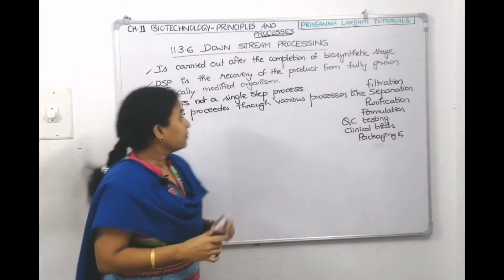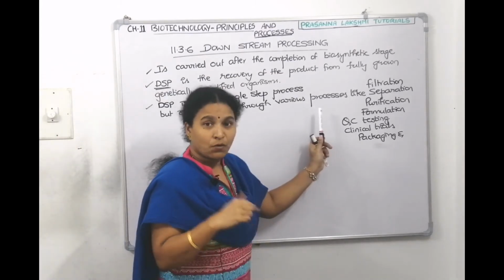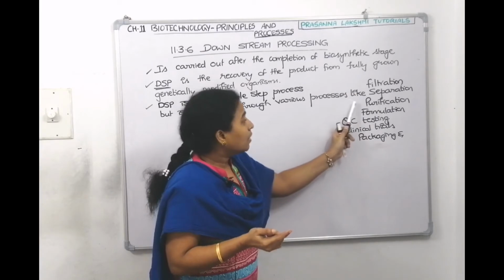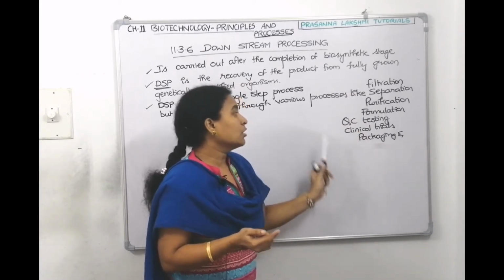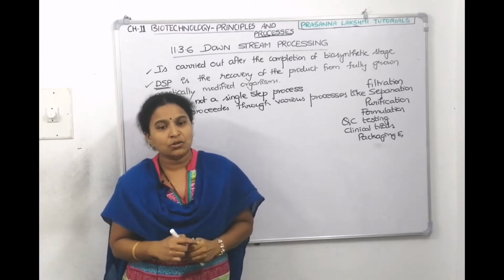So downstream processing is not a single step process. It involves various stages and various processes. Like first one is filtration, separation, purification, formulation, quality control testing, clinical trials and packaging. Understood?